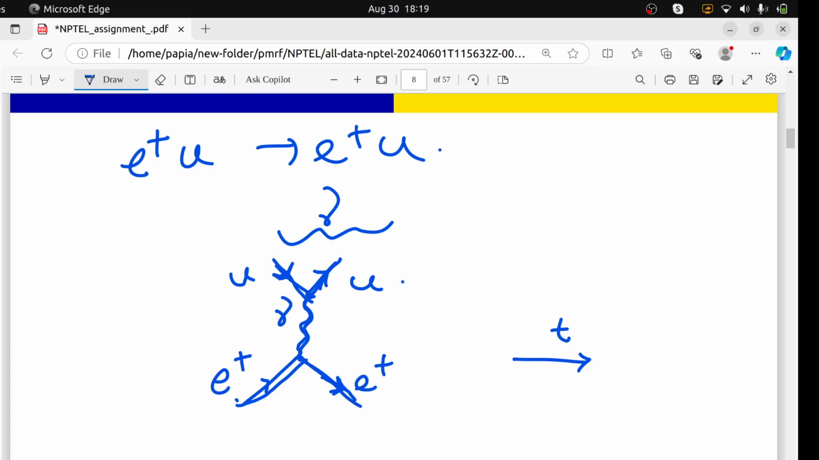And you can see that in this vertex u is incoming and outgoing, and this is the gamma, so charge is conserved. For this vertex also the charge is conserved, no problem on that. So this interaction can be possible through the Feynman diagram consideration. Here the mediator is gamma, right? So that's why we can tell that this interaction e+ u going to e+ u can be mediated by electromagnetic interaction.